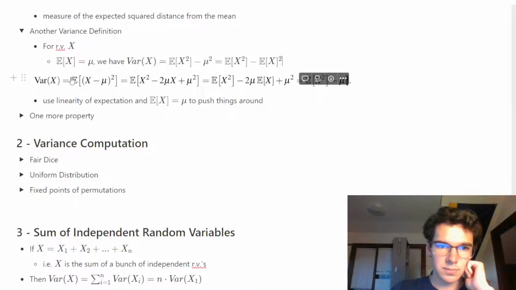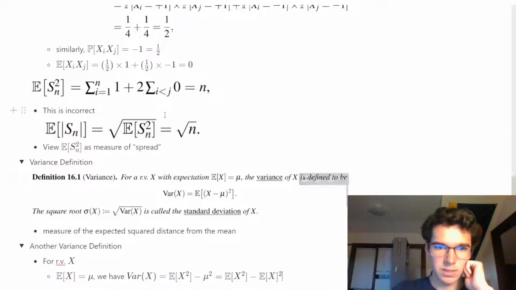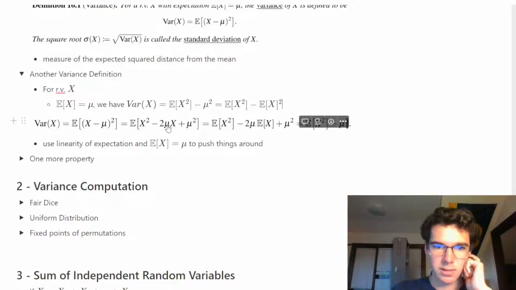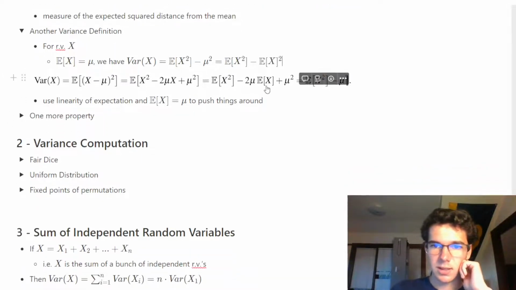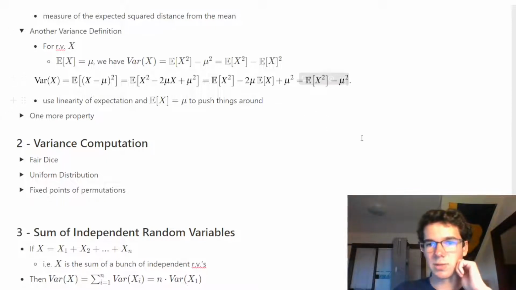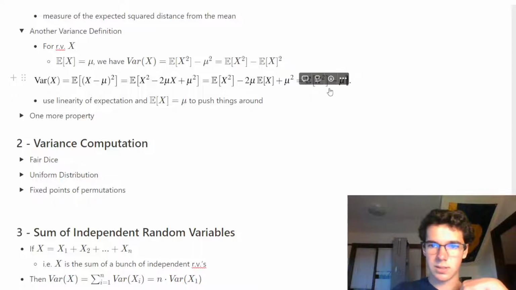So, just taking the above equation, this one right here, we're going to multiply it out, then use the linearity of expectation to distribute that, and then E of x is equal to mu, so 2 times mu times mu is equal to 2 mu squared, so minus 2 mu squared plus mu squared is equal to minus mu squared. So this is equal to this.